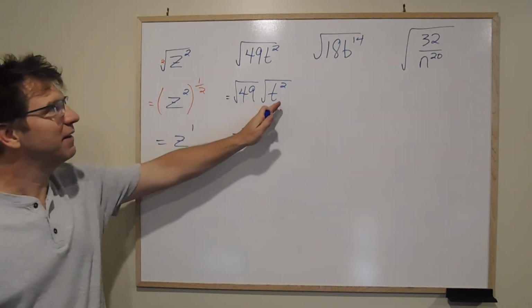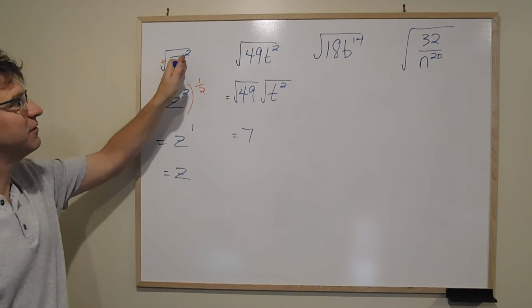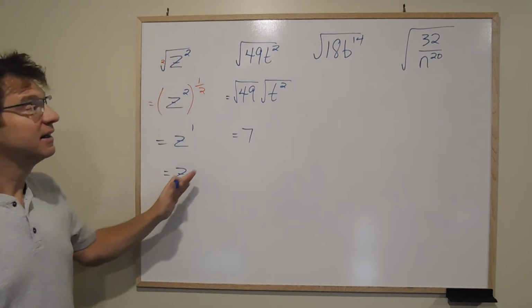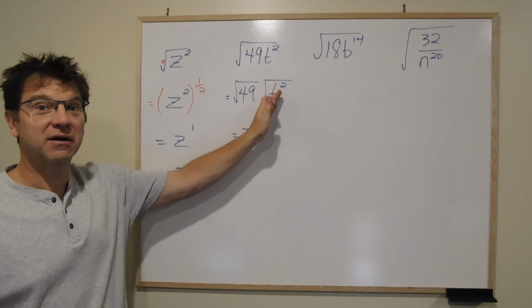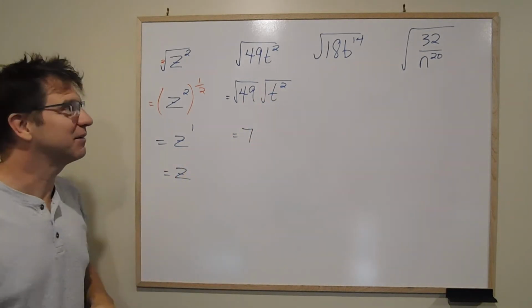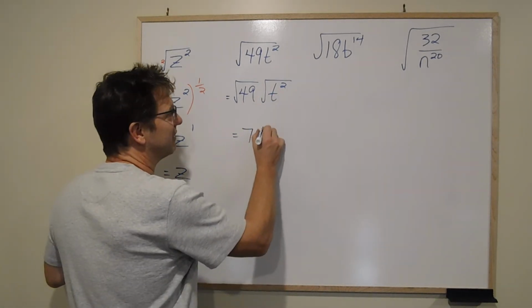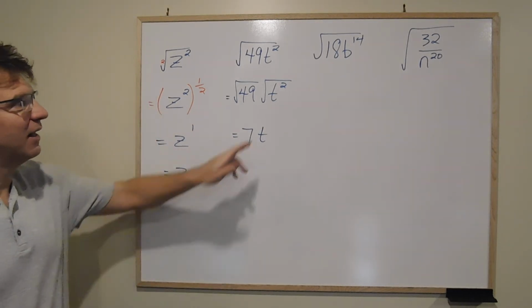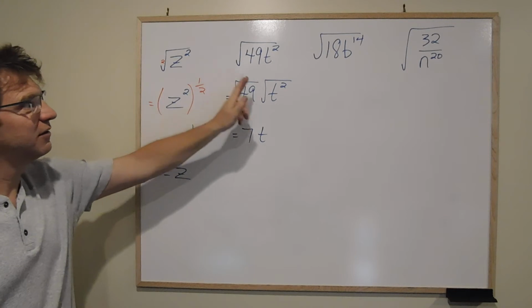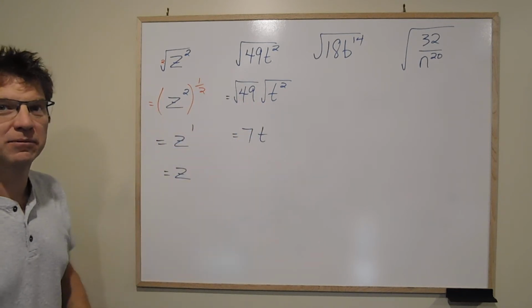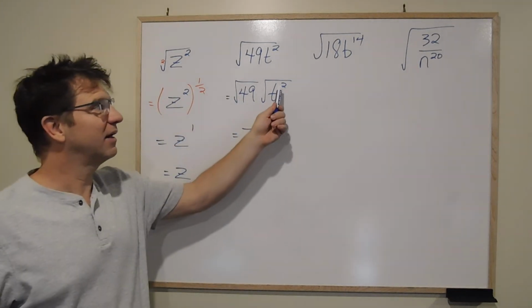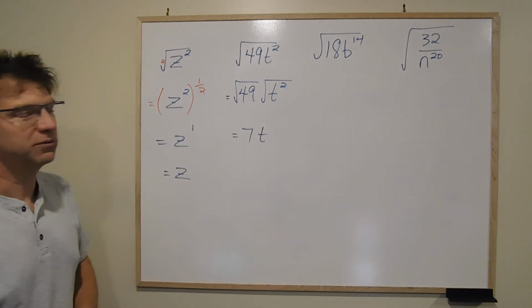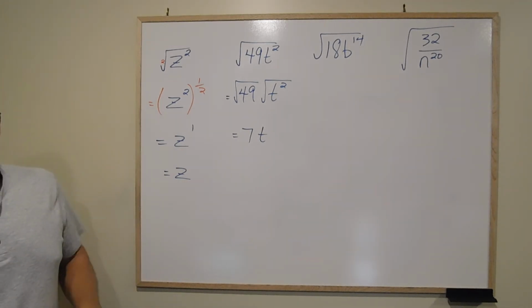And the same way that the square root of z squared was z, the square root of t squared will be t in the exact same manner, which means this is 7t. And that's where you get the answer. I use the exact same approach with this for the t squared to get the t. Basically, you divide the exponent by 2. Okay? Let's look at the third one.